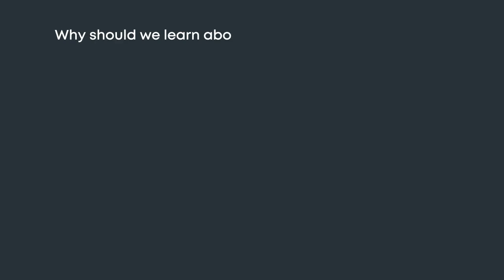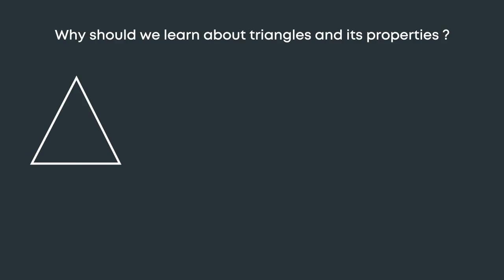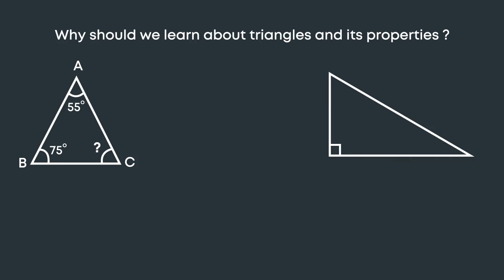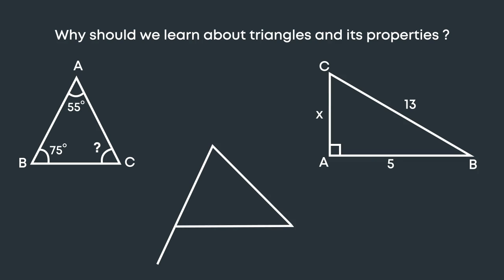Why should we learn about triangles and their properties? We can find the unknown angles of a triangle using the angle sum property of a triangle. And we can find the unknown length in a right-angled triangle using the Pythagoras property of a right-angled triangle. Also, we can find the unknown exterior angle using the exterior angle property of a triangle.